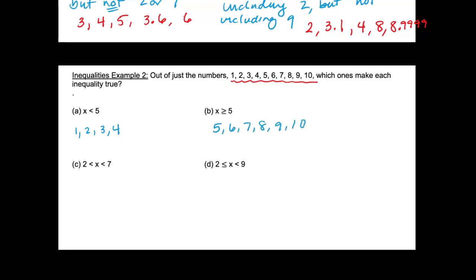And then for C, x is between 2 and 7 or greater than 2, less than 7, not including 2 and 7. So I'm going to start with 3 because we don't want to include 2, and 3, 4, 5, 6, and I'm going to stop there since we also don't want to include 7. And then last for D, we want x numbers that are greater than or equal to 2 and less than 9. So I'm going to list 2 since it can be equal to 2, 3, 4, 5, 6, 7, 8, and then I'm not going to include 9 because it doesn't include 9.